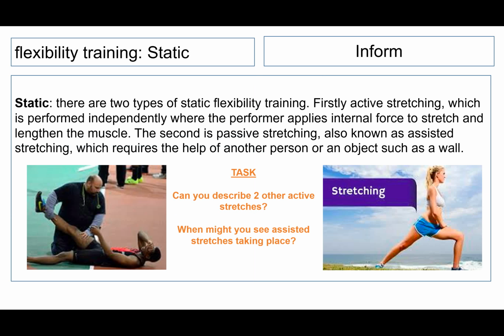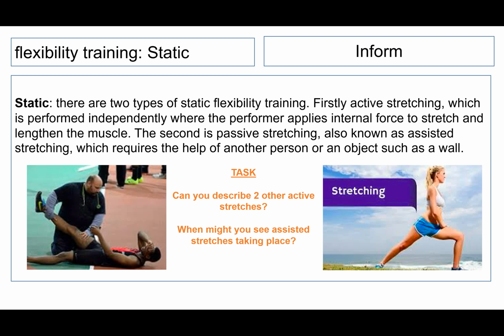Okay, so the informed stage. First of all, we've got static stretching. Okay, and really important here, there are two types of static flexibility training. Okay, so firstly, you've got active stretching. This is performed independently on your own, where the performer applies an internal force to stretch and lengthen the muscle. Okay, so you're on your own, there's no help, and you are static stretching.